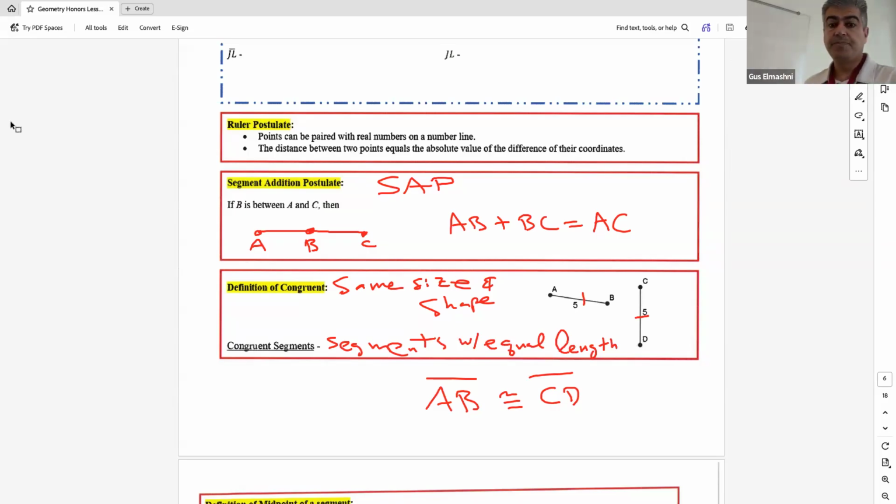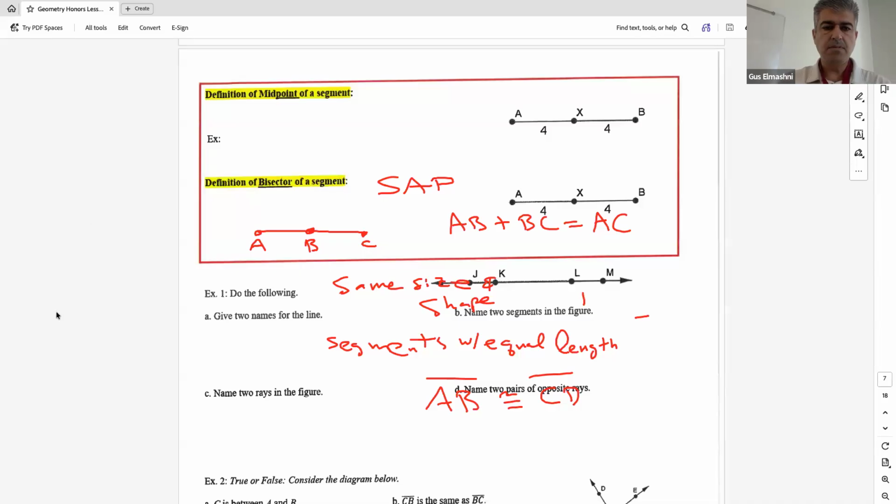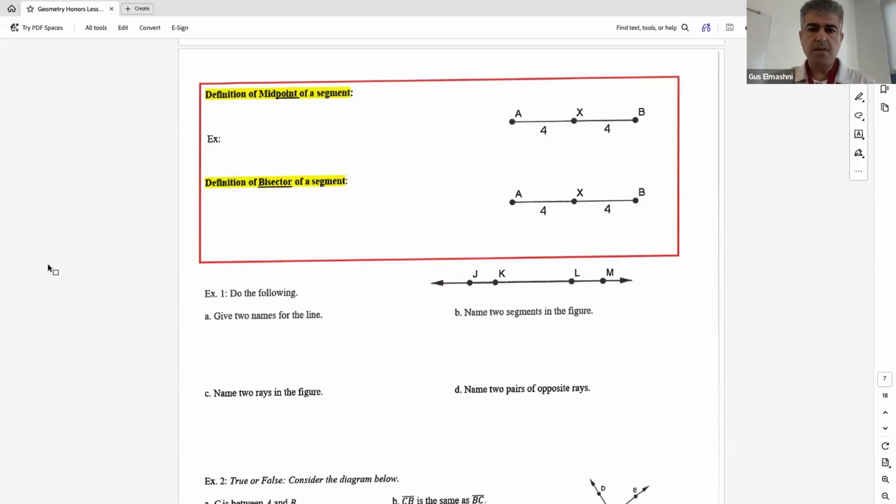Okay, we're good. Let's keep going. Midpoint. The midpoint is halfway through. So essentially AX, where X is halfway between A and B. X is the midpoint of segment AB.